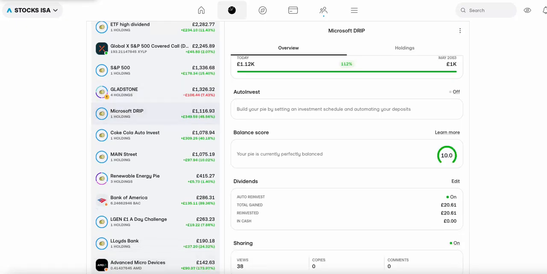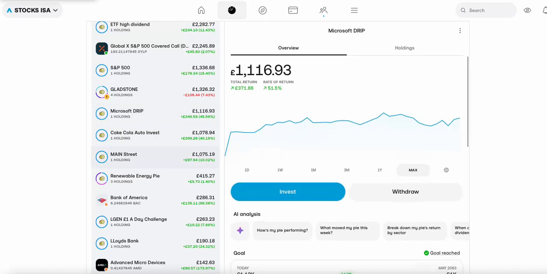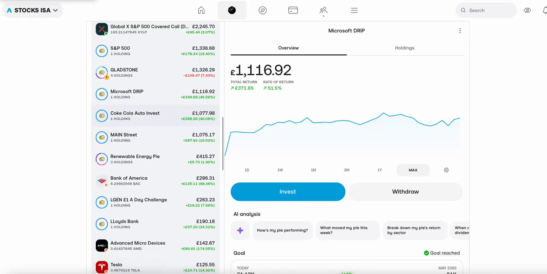Microsoft, again, just a growth stock of mine. This is something I'll be holding long term, and the goal is just to hold it and let it grow. As you can see there, we're currently up 45%, £349. Coca-Cola, exactly the same as Microsoft. It's just a growth stock I'm holding. It does pay dividends. When it does pay me dividends, it gets reinvested straight back into the stock. Coca-Cola, we're currently up £309.